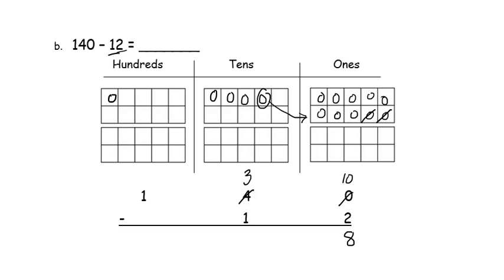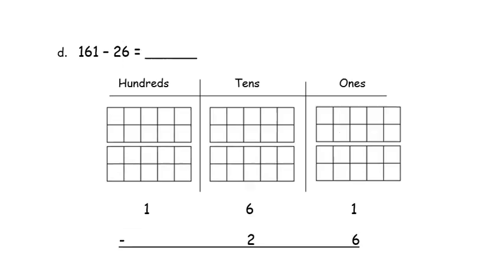Now I need to subtract my 10. I have 3 of them, so I'll just cross off 1. That leaves me with 2 tens. I'll show that below. 3 minus 1 is 2. I don't have to subtract any hundreds, so I'm going to leave that disk in the hundreds place and show down below that I did not subtract anything from the hundreds place. So my final answer is 128. 140 minus 12 is 128.